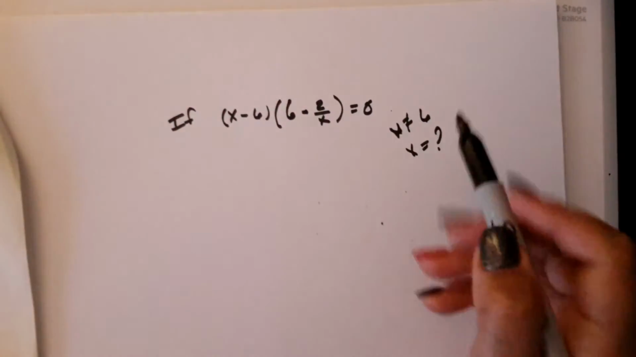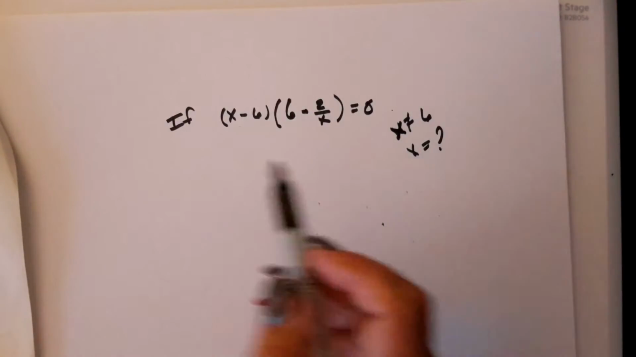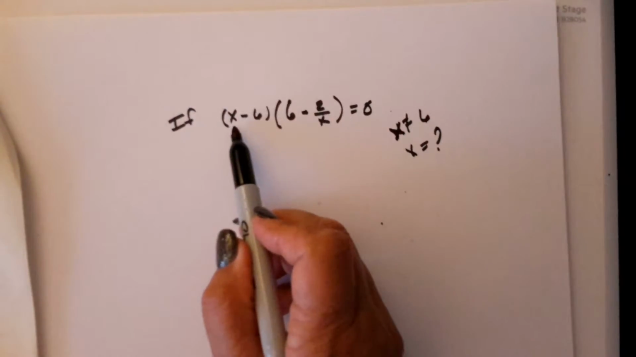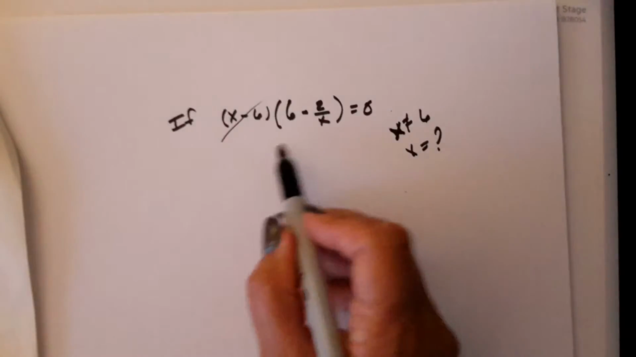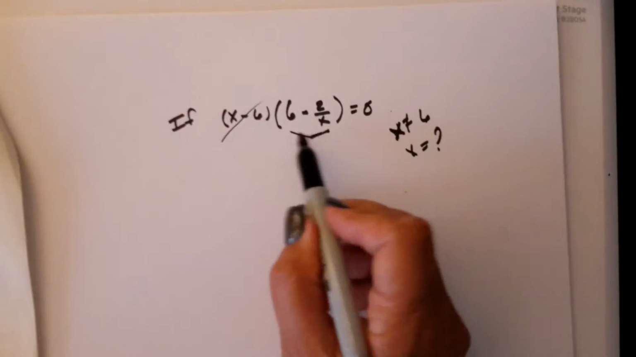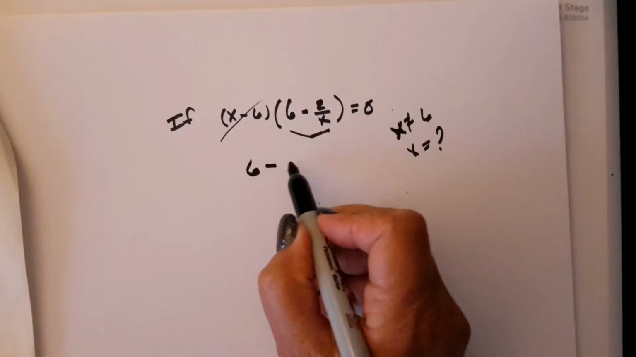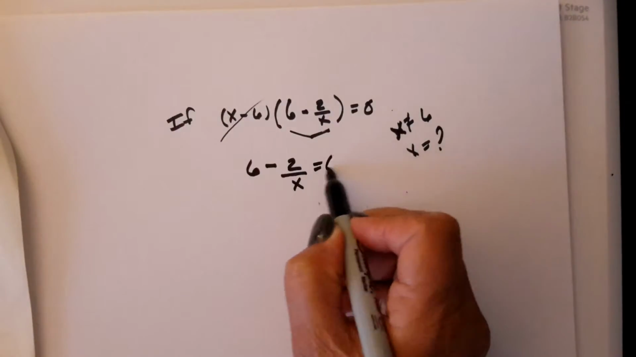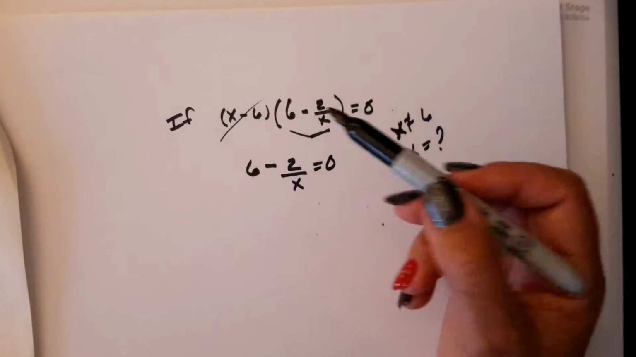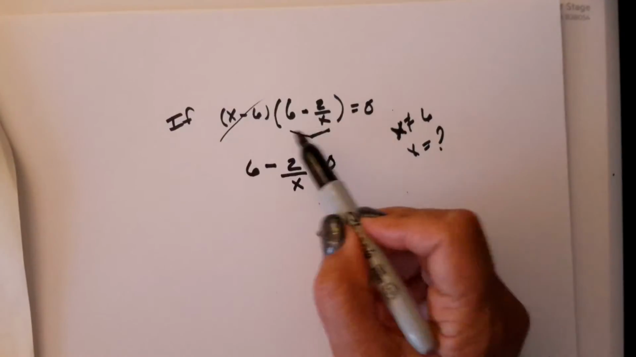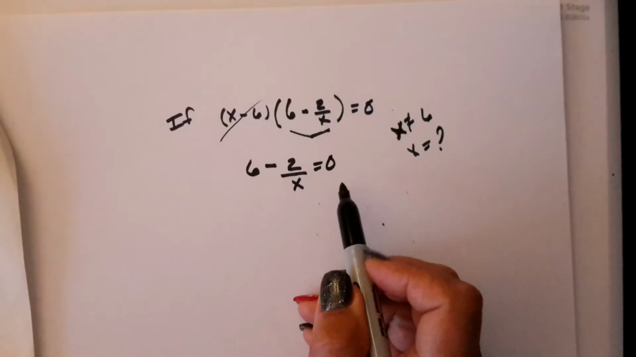The challenge here is that they're telling you that x cannot be 6. If x cannot be 6, that means that I cannot put a 6 here. If I cannot put a 6 here, this will never become a 0. So I'm just going to deal with this part of the equation and see how I can make 6 minus 2 over x equal to 0. Because if I cannot plug in 6, and 6 would make this 0 and be one solution, then I have to work with this term right here. So 6 minus 2 over x equals 0.